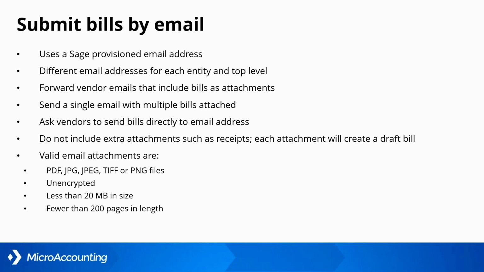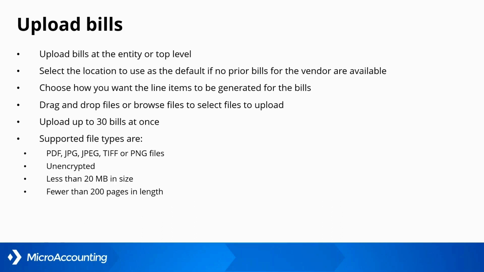Valid email attachments include all types of file types: PDF, JPEG, TIFF, PNG files. All of those are acceptable. They do have to be unencrypted, so if you send an encrypted PDF, it's not going to read that. They need to be less than 20 meg in size and fewer than 200 pages in length. And I hope for all of your sakes that nobody's getting a bill over 200 pages, but it certainly could happen, and in that case, that's a one-off that we need to handle separately. So those are the ways you can get bills in by email.